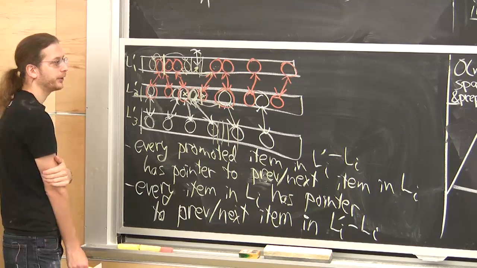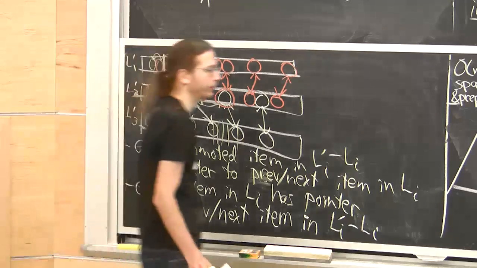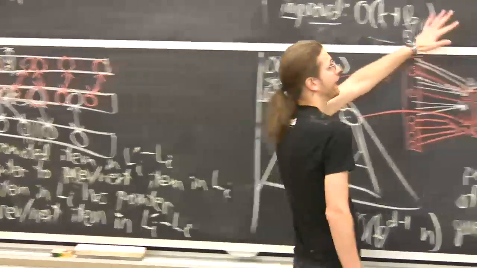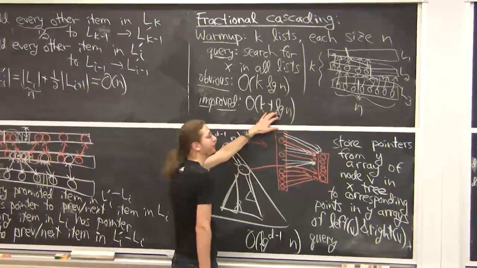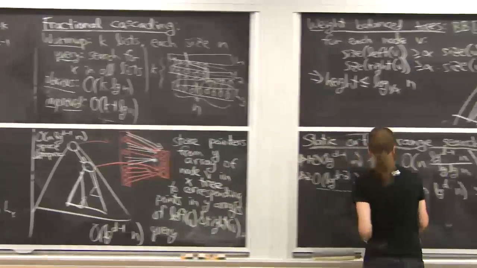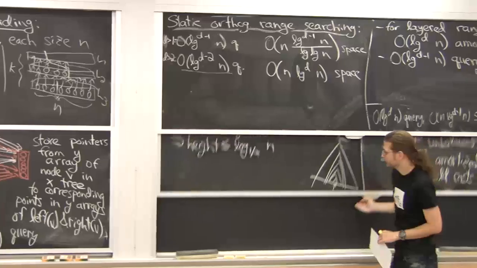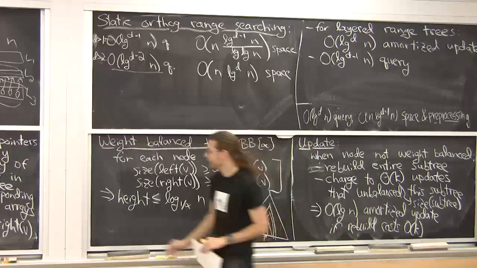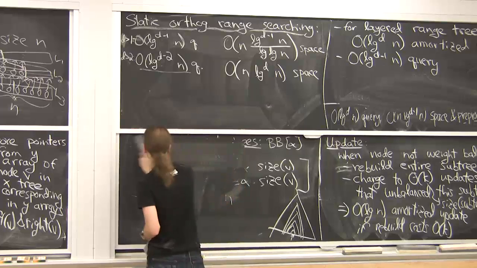Okay. That's basic fractional cascading in that we solved this problem of search within k lists, each of size n, in k plus log n time, which is kind of amazing, I think. Pretty cool. But there's a more general form of this. Uses the exact same ideas, but I just want to tell you how they generalized it.